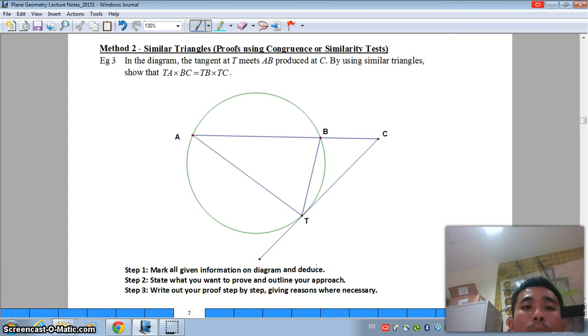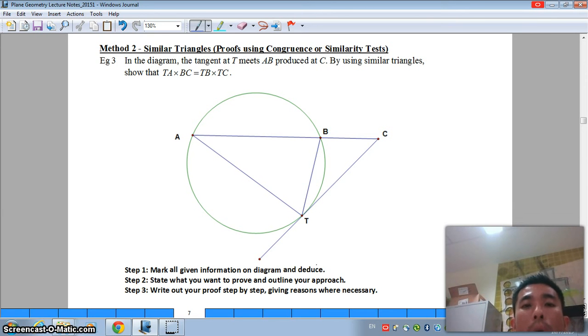Hi, we are done with method 1, denoting the unknown. We're going to move on to the second method, the proof using congruence or similar tests. In other words, I call it simply the use of similar triangle. You'll be familiar with proving of similar triangle, alright? So without further ado, same thing.